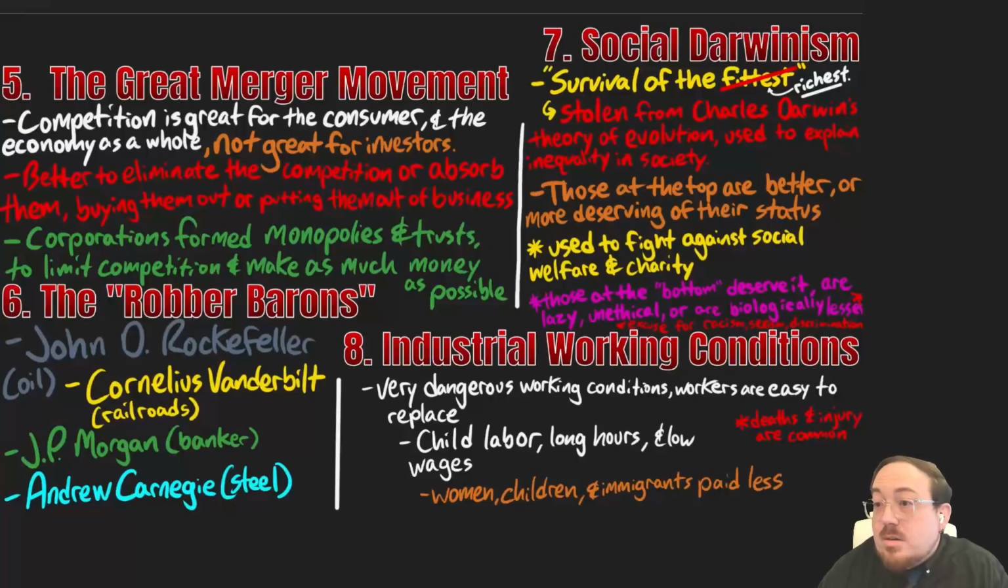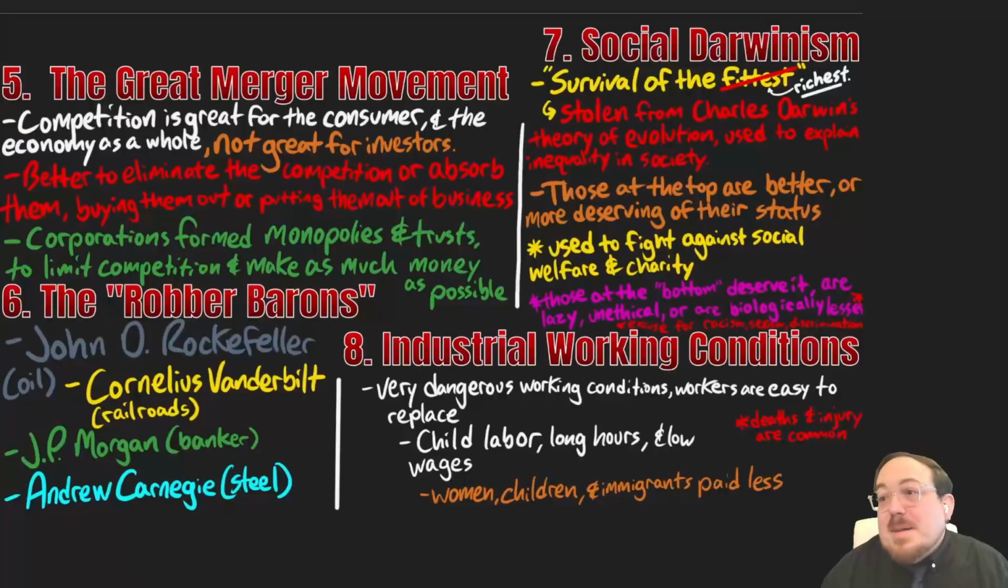They just need to get a job, work hard. And if you are at the bottom of society, then you deserve it. You shouldn't be so lazy. You shouldn't be so unethical. Or, in the case of some, they believed that those at the bottom were biologically lesser and deserved their position in society. And so, social Darwinism is used to excuse things like racism, sexism, and discrimination, but also to try to stop any sort of social welfare or charity, with the main goal, of course, of the rich and powerful being able to keep as much of their power and as much of their wealth as possible.